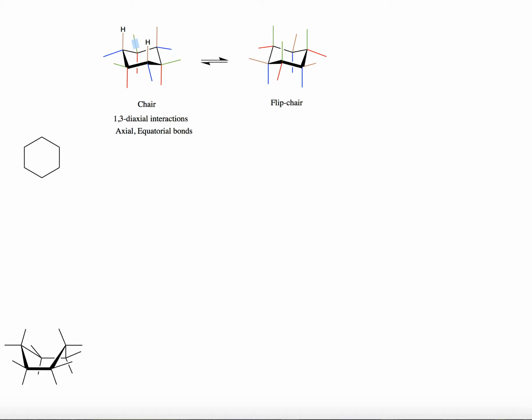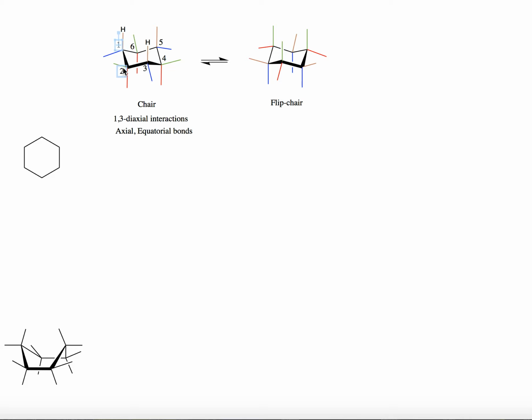So I'm going to number the carbons. This is carbon 1, let's say. This is 2. This is 3. It's 4. It's 5. And this will be carbon 6 for us. So these will be our carbons. And it's important to number them. You will see why later, because that's how you can keep track of what's happening in a chair and in a flip chair. So always make sure to number the carbons. Once again, 1, 2, 3, 4, 5, 6.